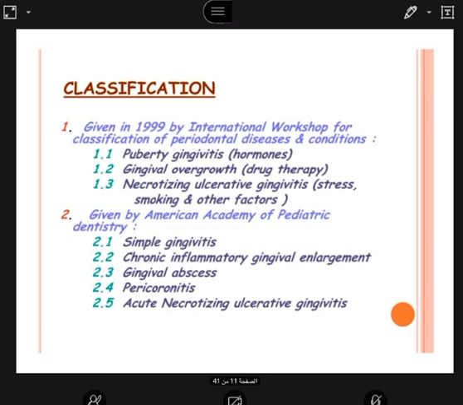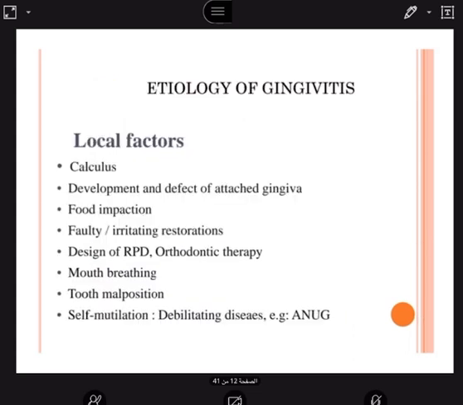And again, AAPD has given a classification based on simple gingivitis, chronic inflammatory gingival enlargement, gingival abscess, pericoronitis, again a very commonly seen condition in children. I'll tell you what it is, and acute necrotizing ulcerative gingivitis. So this is the classification. Just know it. At least one simple classification, if you know, that is good enough.